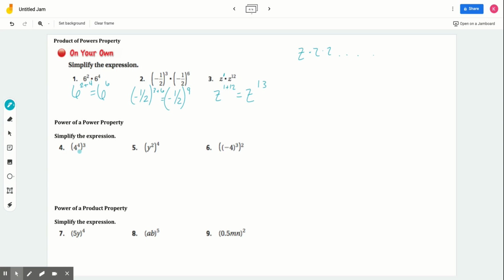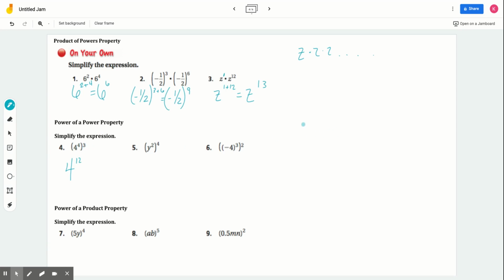Now, on number 4, a power of a power. So we're raising the original power to a new power. This is when we multiply those exponents. So 4 times 3 is 12. So this is 4 to the 12th power.